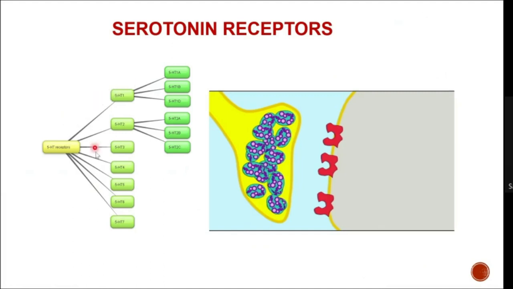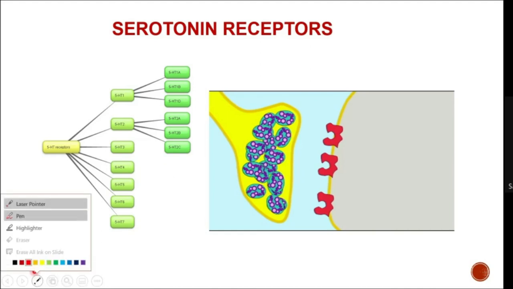So as you can see here, there are many subtypes of receptors for serotonin. Except for 5-hydroxytryptamine 3, all the other receptors are actually GPCRs. Yes, we also had one discussion about it.